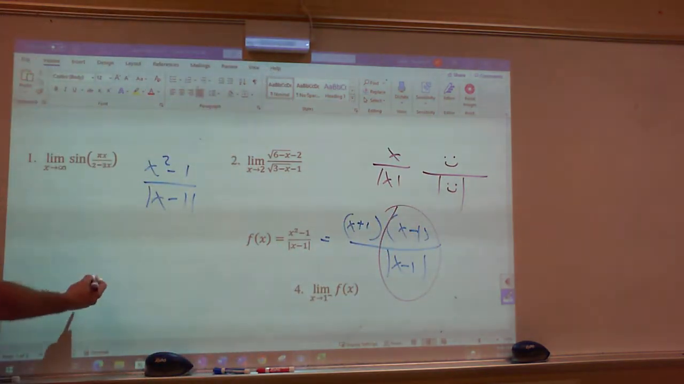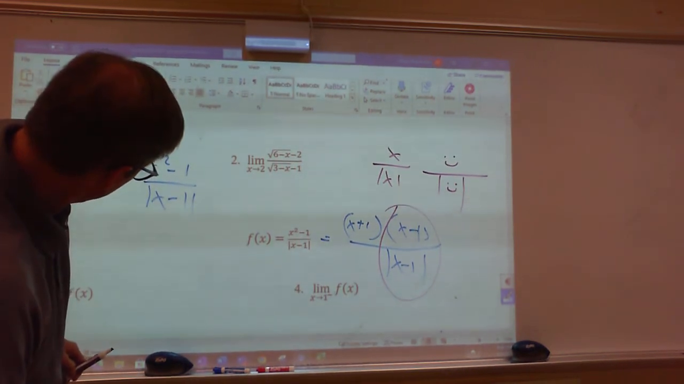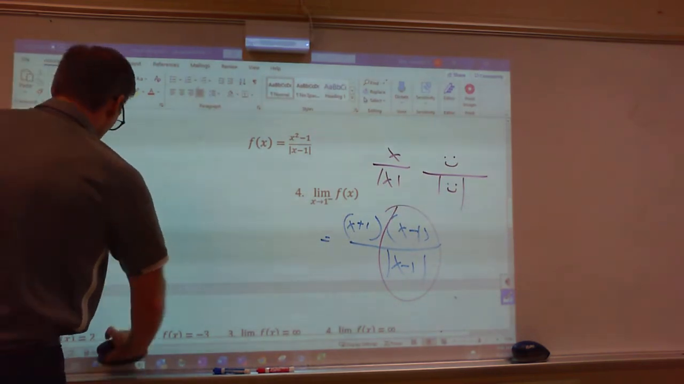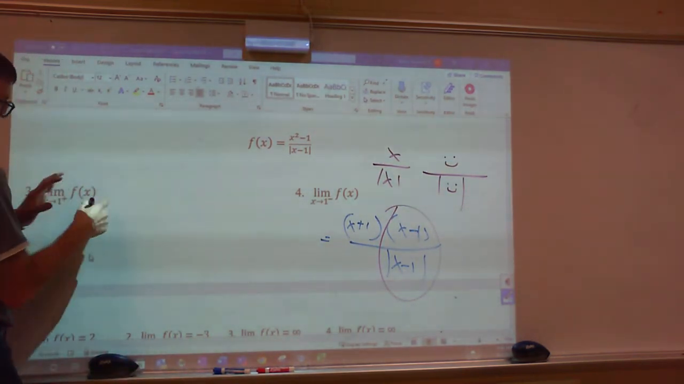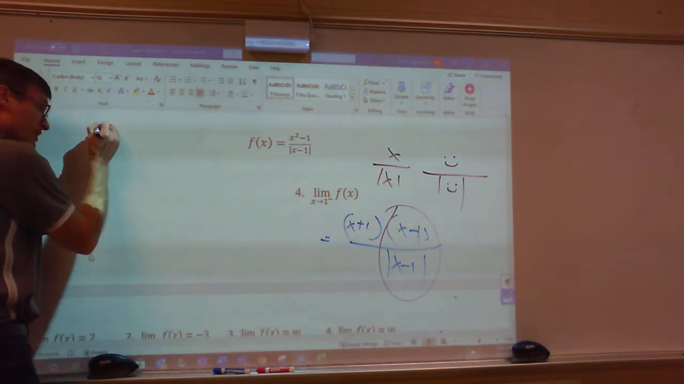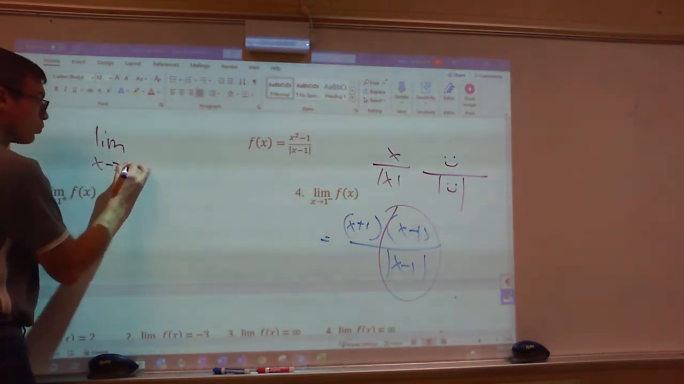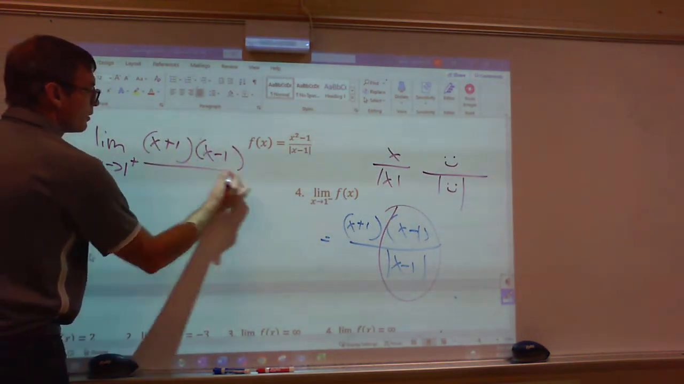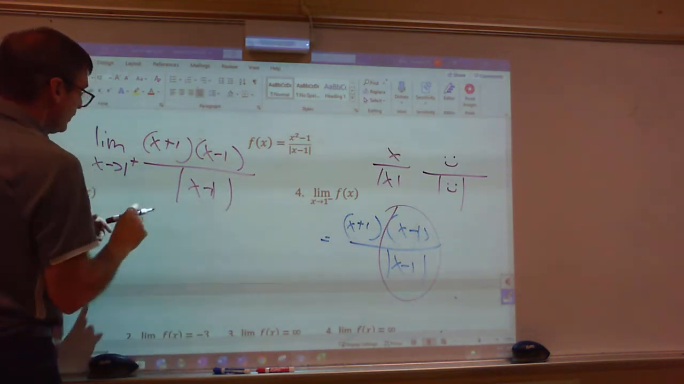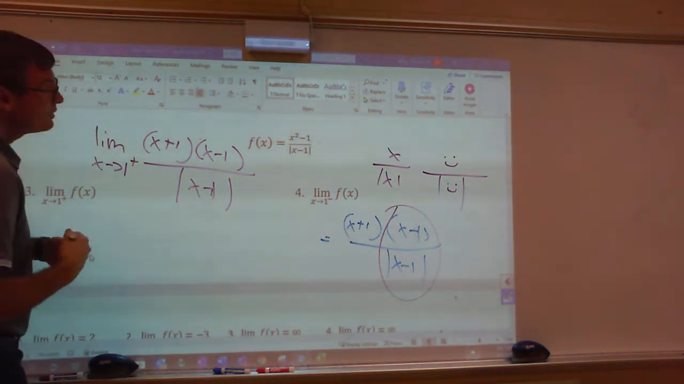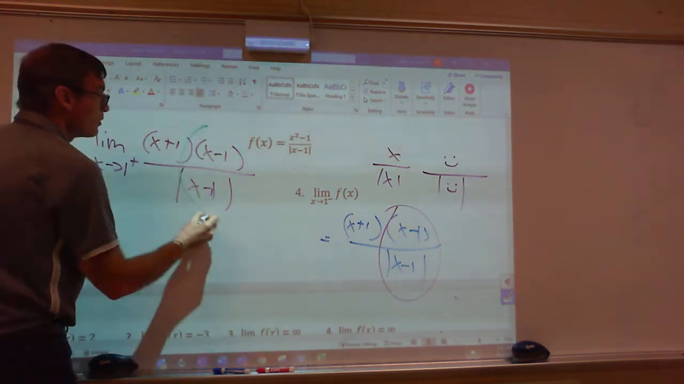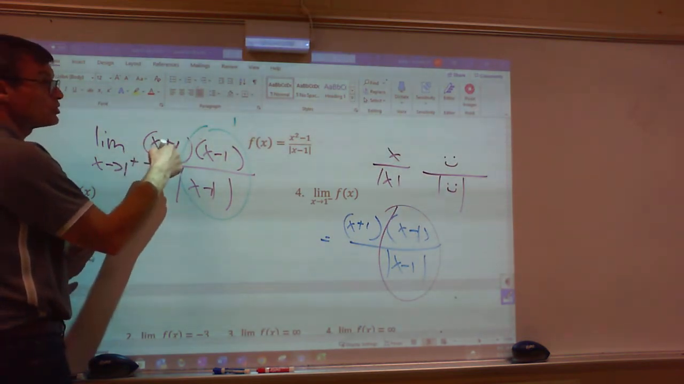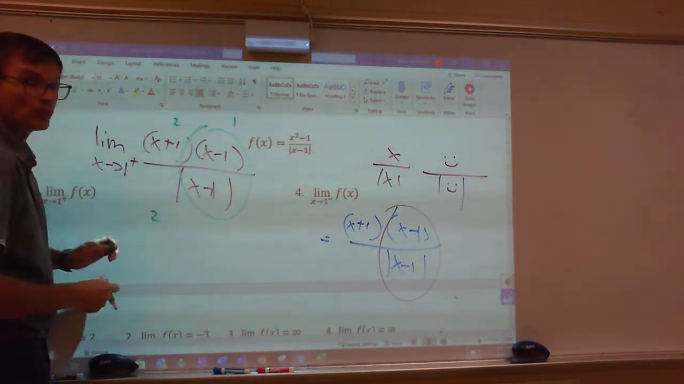Well, if I were to write this whole thing out, instead of just saying f of x, what's the limit as x approaches 1 from the right of x plus 1 times x minus 1 all over the absolute value of x minus 1? Because I'm coming from the right, I know that this is a big fat 1. I just need to figure out what this is. So when I plug 1 in, 1 plus 1 is 2. So I get 2 times 1, and so this answer is 2.